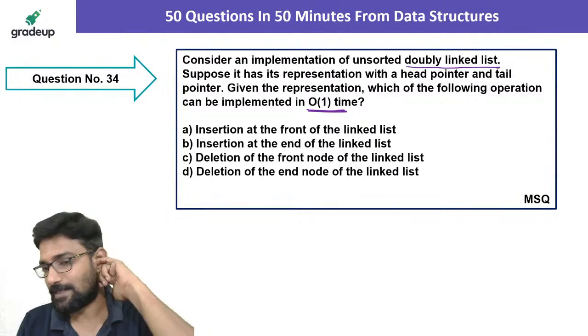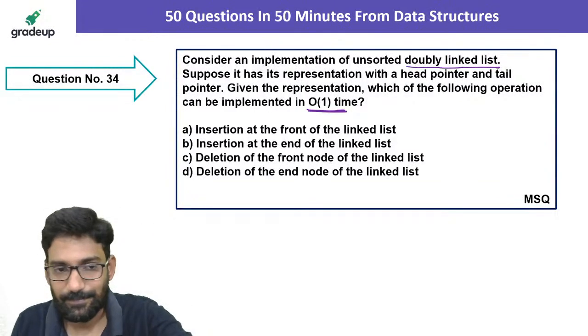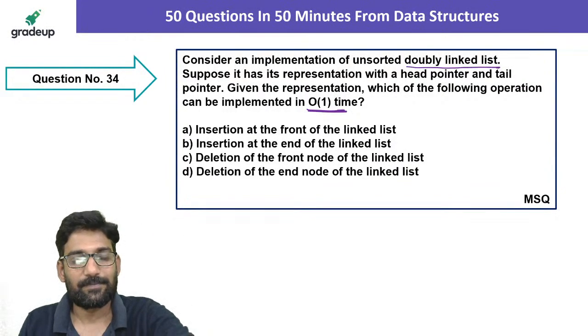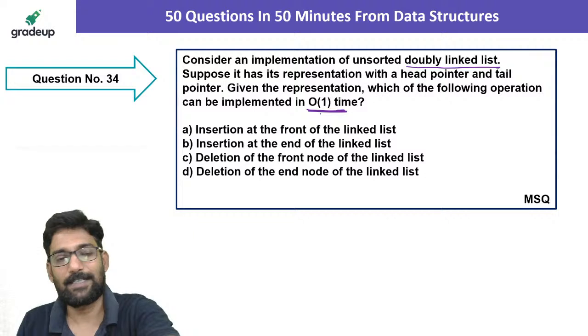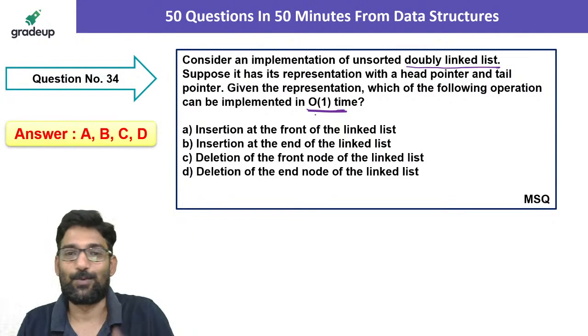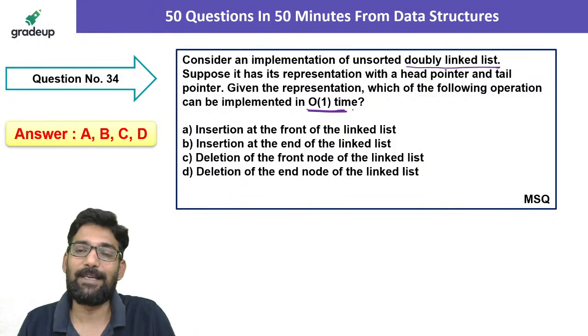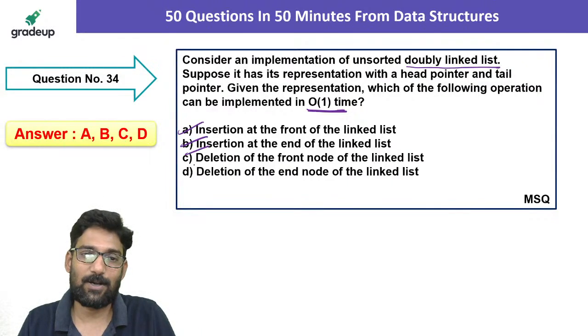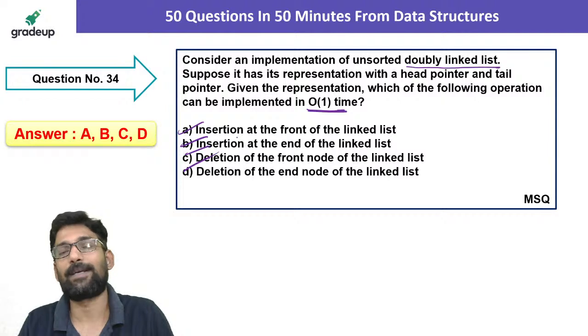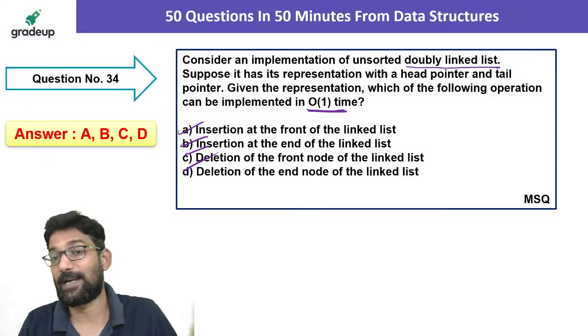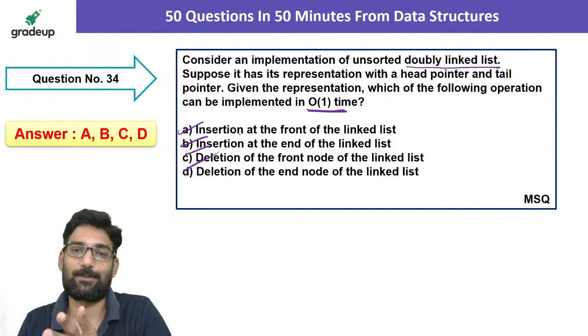So what is your answer for question number 34? A, B, C, D. Okay, all are correct. Because it's a doubly linked list, you can insert from both the ends. That's why, yes, all are true. All can be done in constant time. We have head pointer, tail pointer also.